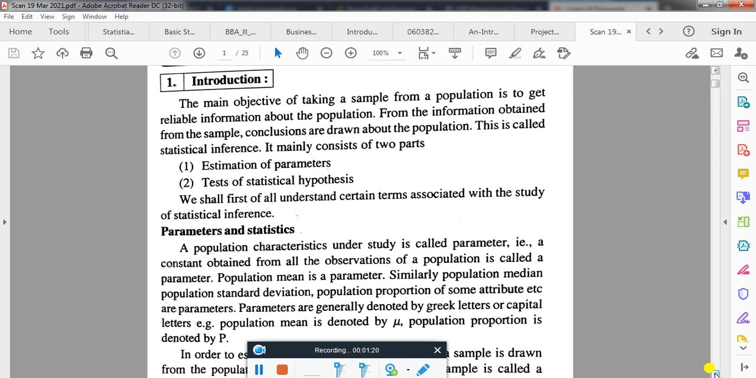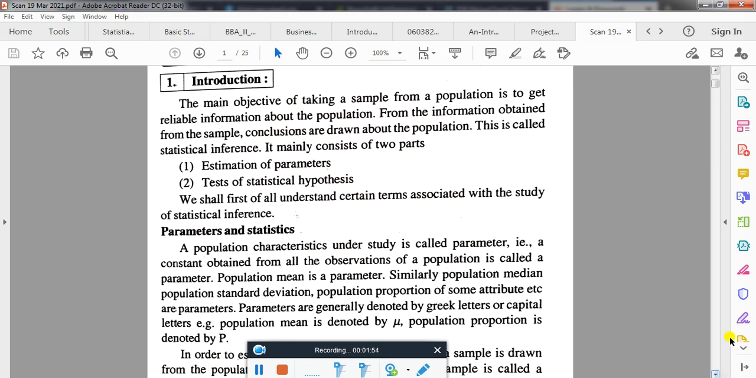So let us understand what is meant by parameter. A characteristic of a population is called a parameter. For example, if someone is trying to get the average height, then that height is your parameter. That measurement of height is a parameter. Suppose someone is testing some characteristic like honesty: in a particular group, how many honest people are there? In that case, it may be considered as a parameter.